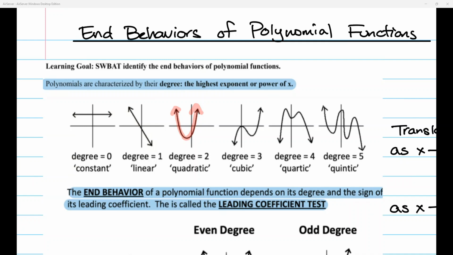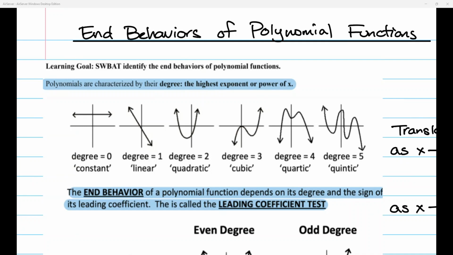When we get to degree 3, we have cubics. Cubics have this little weird squiggly shape. But more importantly, I want you to notice that on one side, it's going one way, and on the other side, it's going completely opposite. So hopefully you start seeing a pattern.